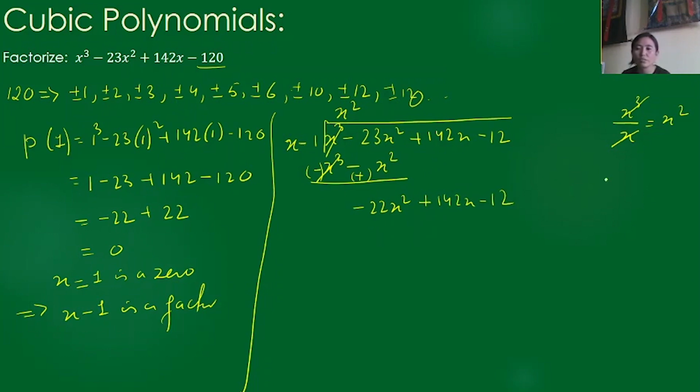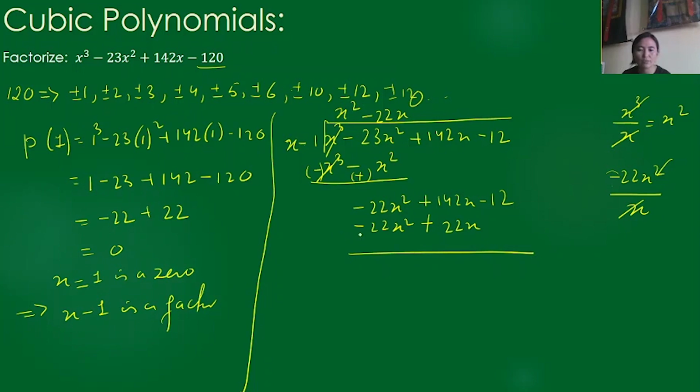Now here the first term is minus 22x square. So when you divide this by the first term of the divisor, that is x, you will get minus 22x. So the sign here is very important. You have to write the same sign, that is minus 22x. Minus 22 into x is minus 22x square, and minus into minus is plus. So 22 into 1 is 22x.